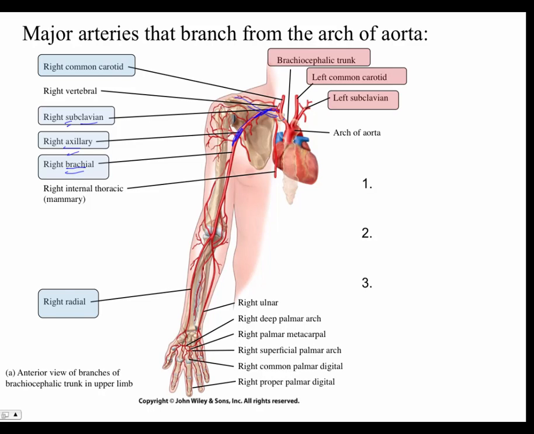Brachial means arm. So now we're in the brachial region. Radial, remember our radius is this bone that's the outermost, facing the most distant from our body. So once we enter this region, we're going to enter the right radial artery.